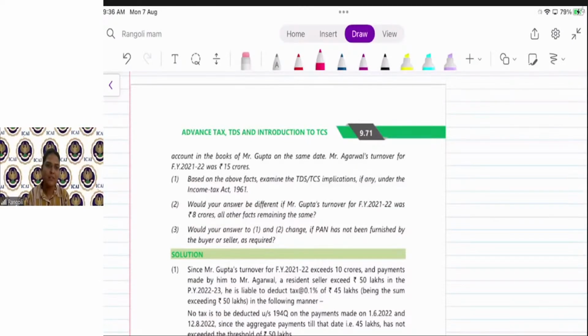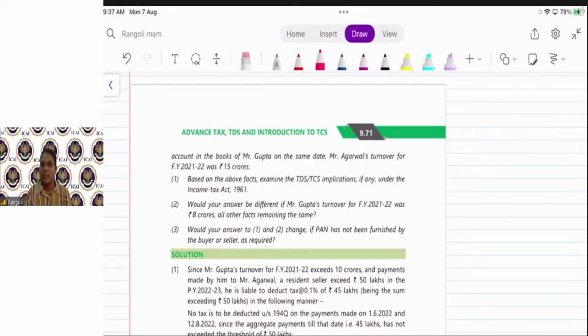So here, my dear friends, Mr. Gupta is a buyer, Mr. Agrawal is a seller. And the turnover of Mr. Gupta in the last financial year was more than 10 crore. Similarly, Mr. Agrawal's turnover in the last financial year is more than 10 crore. But here, the purchase value of goods is more than 50 lakh rupees. So TDS is required to be deducted by Mr. Gupta on the amount exceeding 50 lakh.